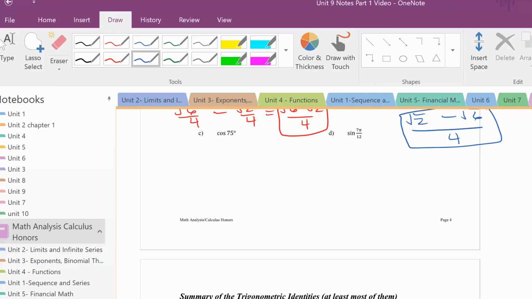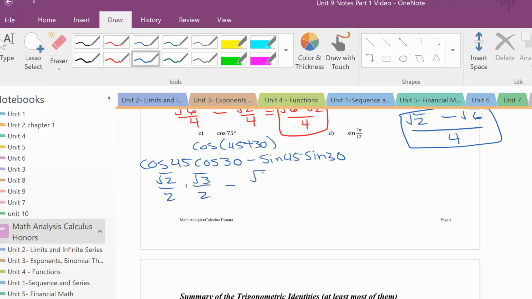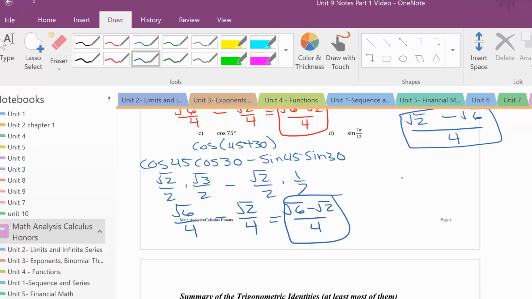Cosine 75, you could do cosine 45 plus 30. So you go cosine 45, cosine 30, minus sine 45, sine 30. So you get rad 2 over 2 times rad 3 over 2 minus rad 2 over 2 times 1/2. Square root of 6 over 4 minus rad 2 over 4. And there you go. Sine 7 pi over 12. Well, remember 7 pi over 12 is pi over 3 plus pi over 4.